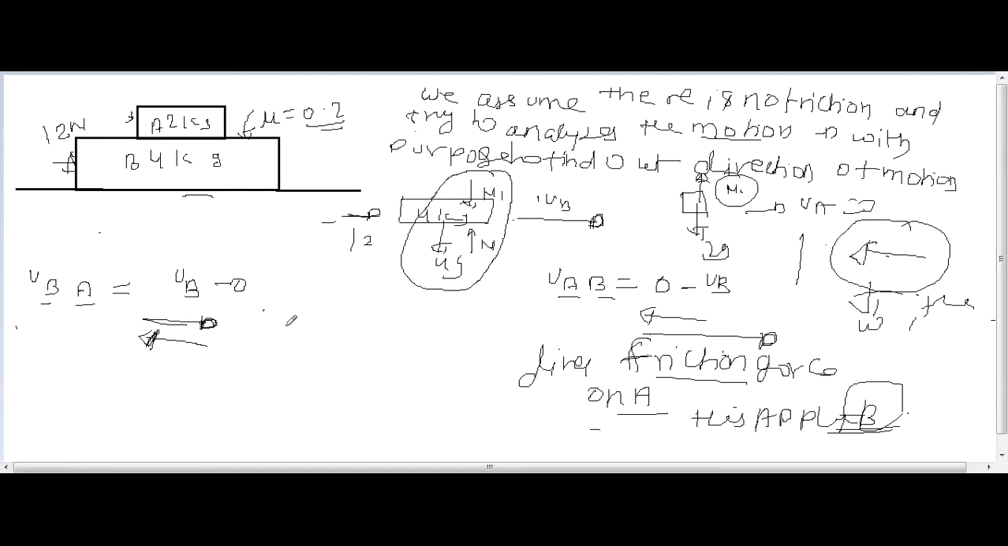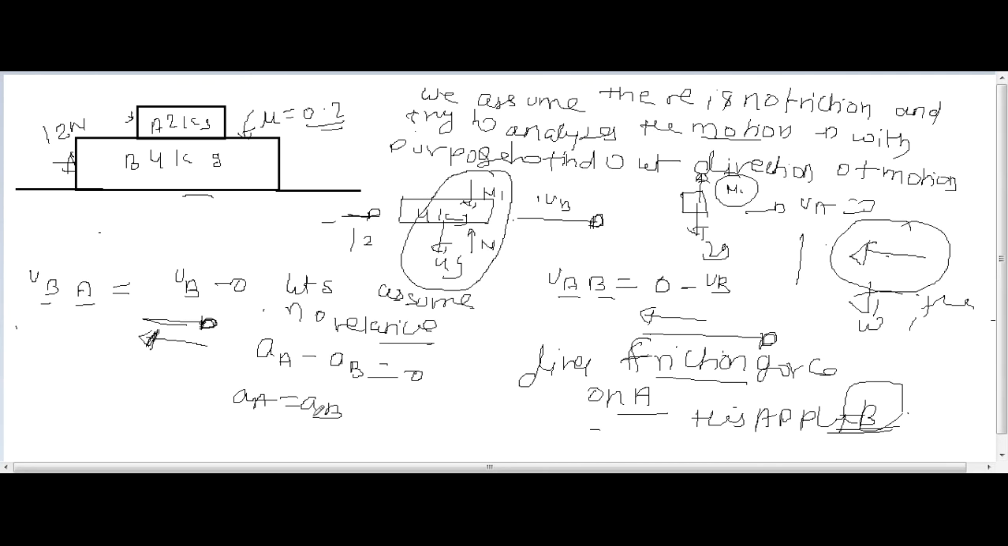In the first case, let's assume there is no relative motion. If there is no relative motion, then acceleration of A minus acceleration of B should be equal to 0. This means acceleration of A is equal to acceleration of B.